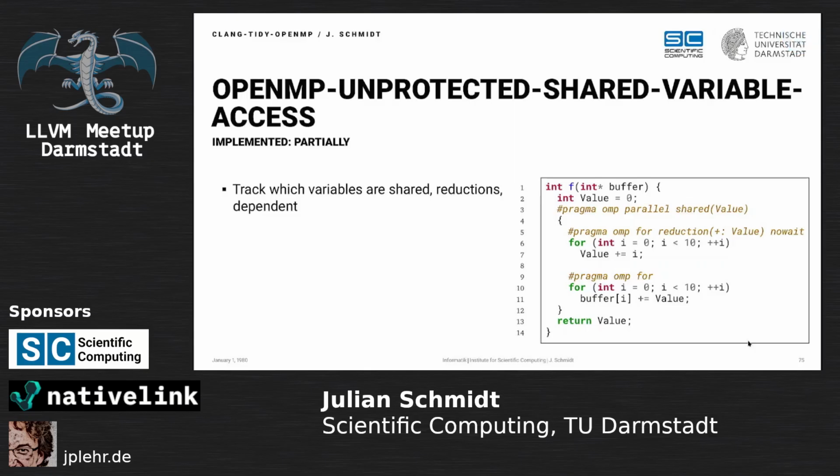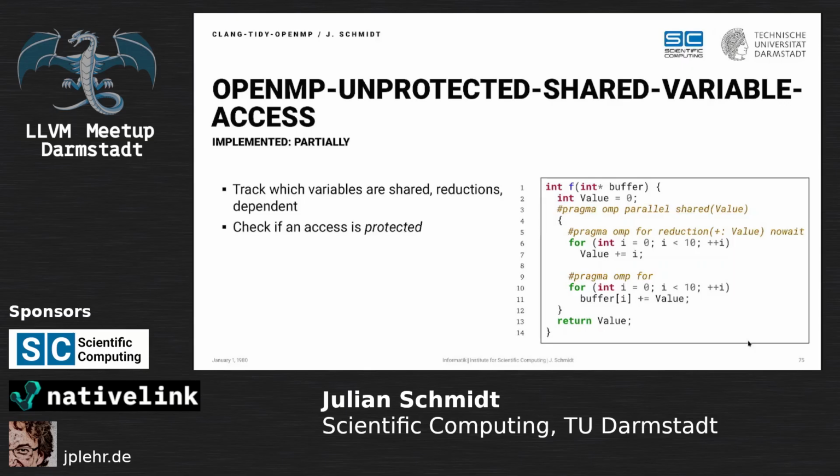To do all of this, we need to do three things. We need to track which variables are shared, which are reductions, dependent, or some other property we are interested in. And we need to check if the access is protected, and protected is very hand-wavy in this case.